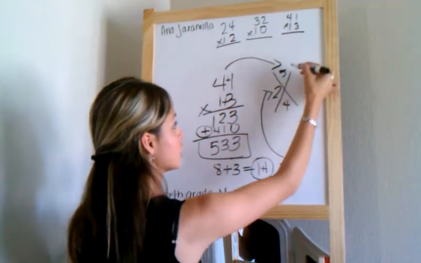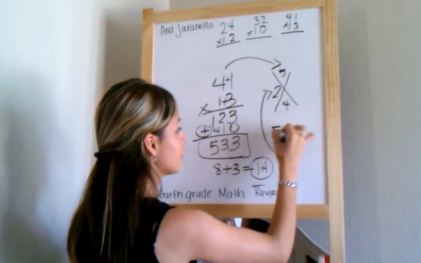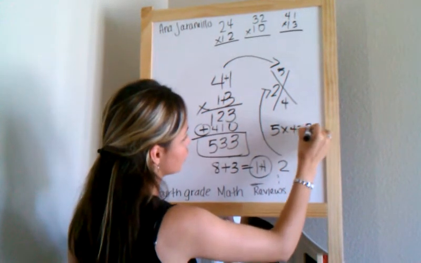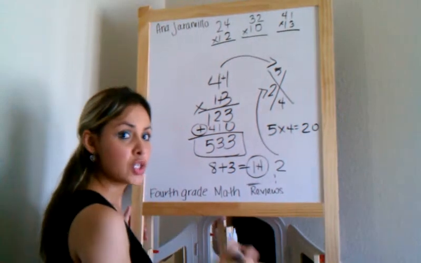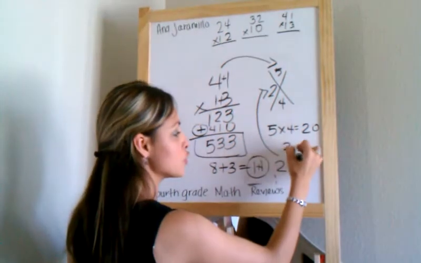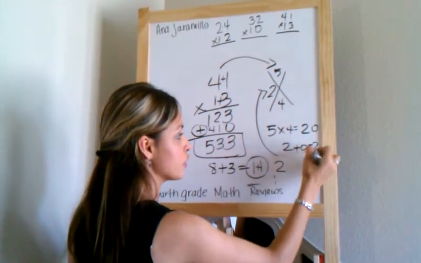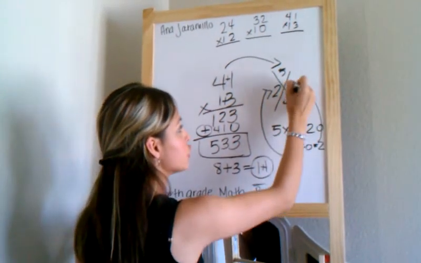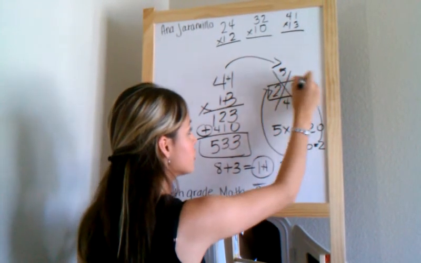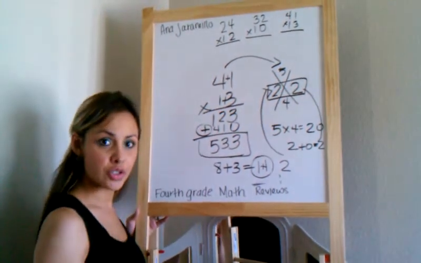And now we're going to do the top times the bottom. 5 times 4 equals 20. We have double digits, so we have to add again. So it's 2 plus 0 equals 2. You're going to come up here and put your 2 right here. Again, we have both 2's. So that means our answer is correct.